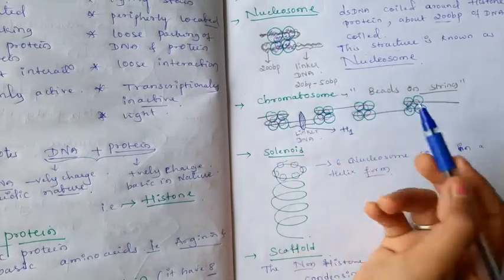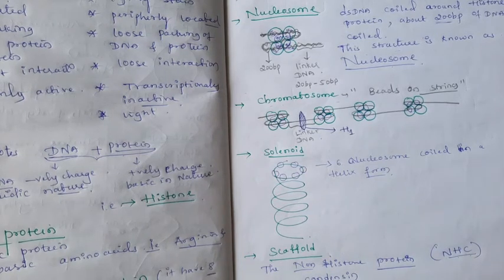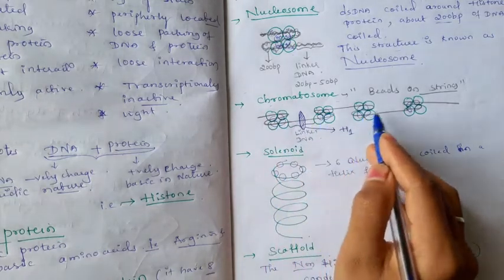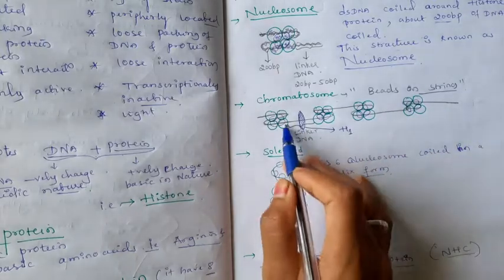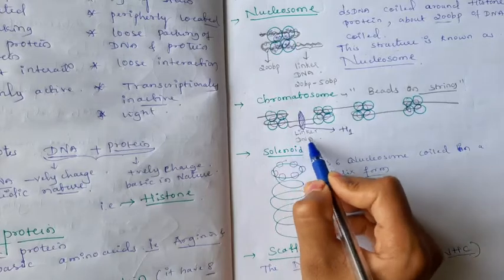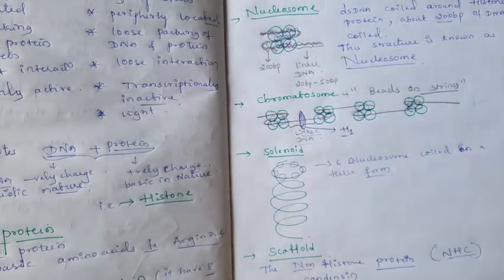Then the chromatosome model. After the nucleosome comes the chromatosome. The long length of DNA has many nucleosome structures. Many histone proteins are present. On that, DNA is coiled. Okay, in between the two nucleosomes there is a gap. There is a DNA present, that is known as linker DNA, which is protected by the protein known as H1 protein.